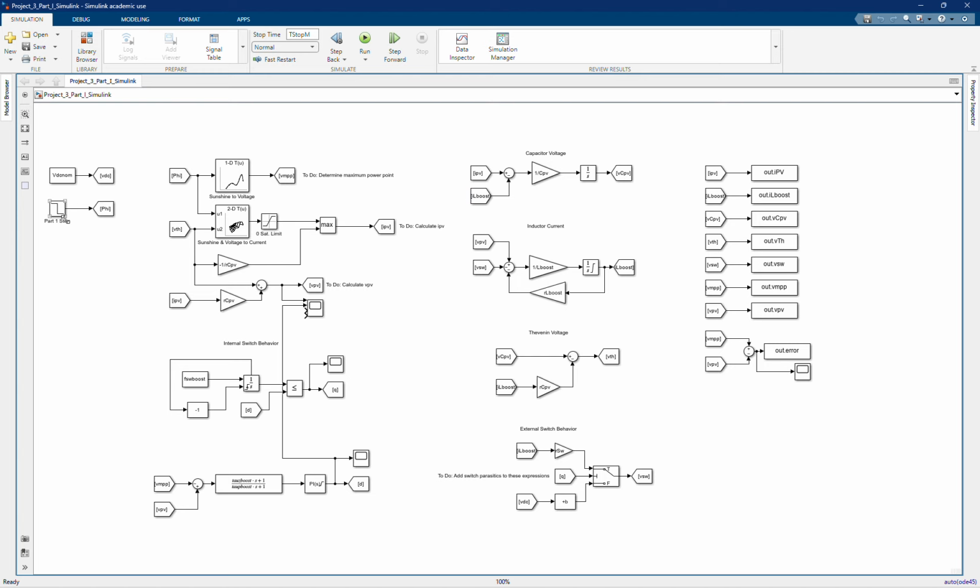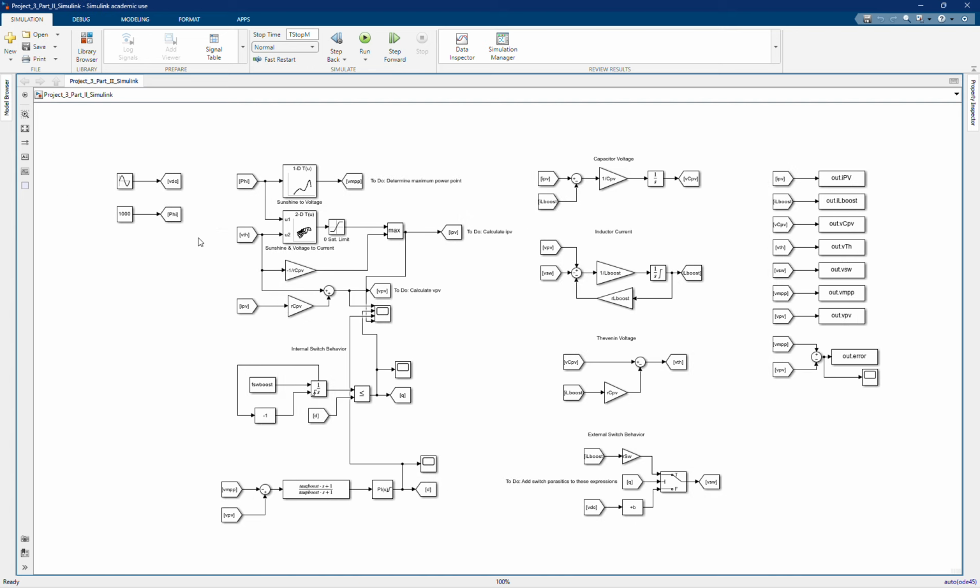For this first one, the big thing here is really this step value from 1,000 watts per meter squared to 400 watts per meter squared. Moving on to the second portion.